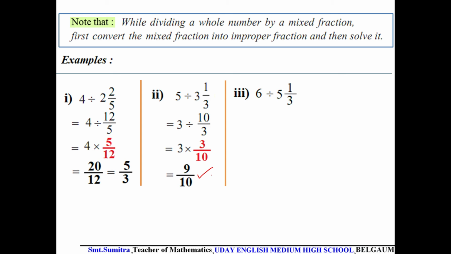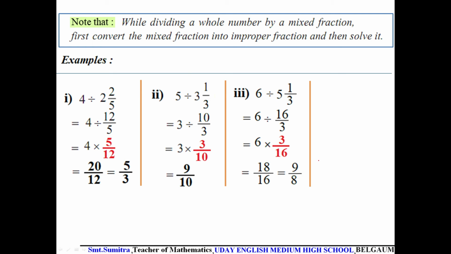One more example. 6 divided by 5 integer 1 by 3. 3 5s are 15 plus 1, 16 by 3. Then this is written as multiplication and reciprocal. Multiplication, this is 3 by 16, 18 upon 16. Cancellation is 9 upon 8.